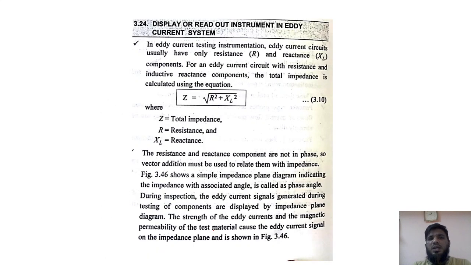Okay, next is displays. How are we going to display these differences which have been generated? Generally we know that impedance is the combination of both resistance as well as reactance. Reactance is nothing but the resistance to AC signals, whereas resistance is for a DC current. Obviously for an AC source there will be some amount of resistance and some amount of reactance. So this total together is called impedance.